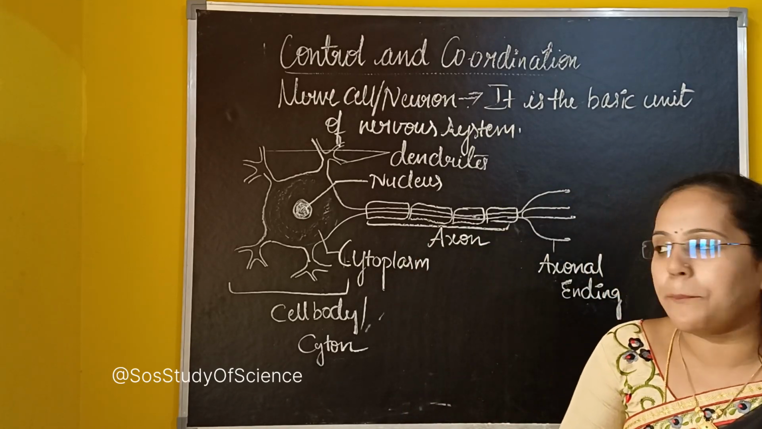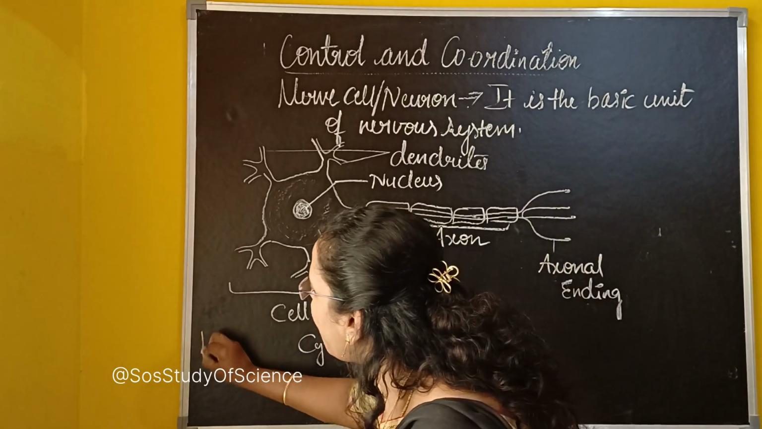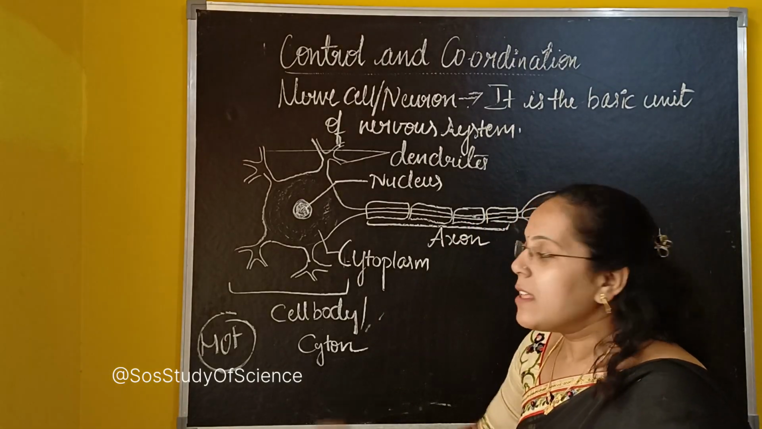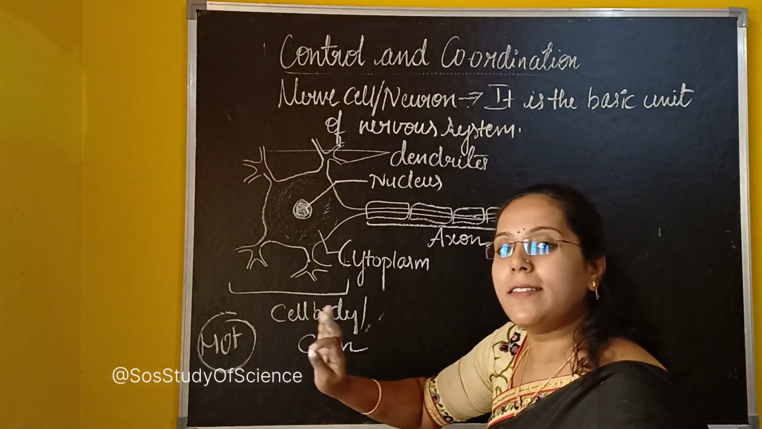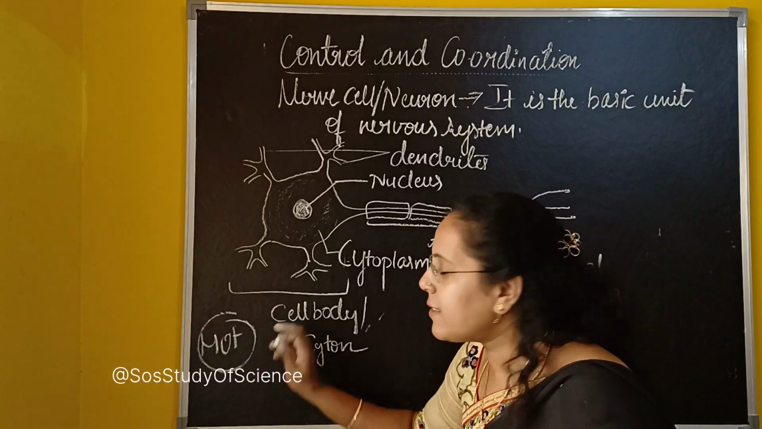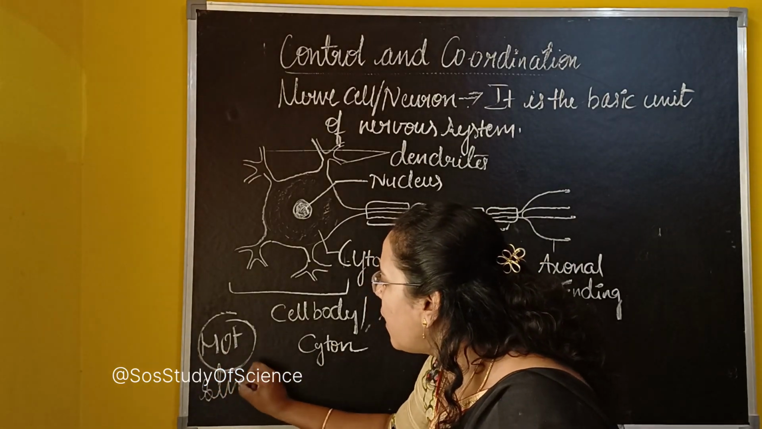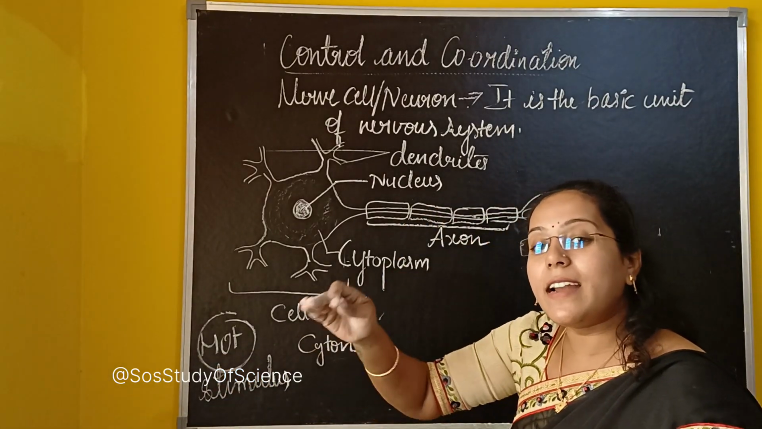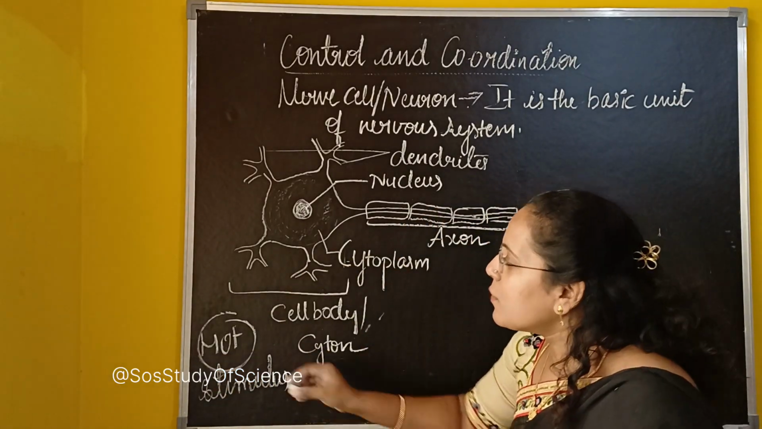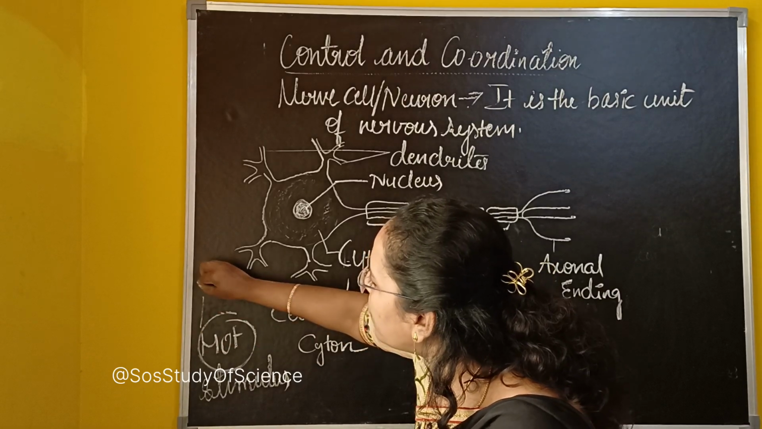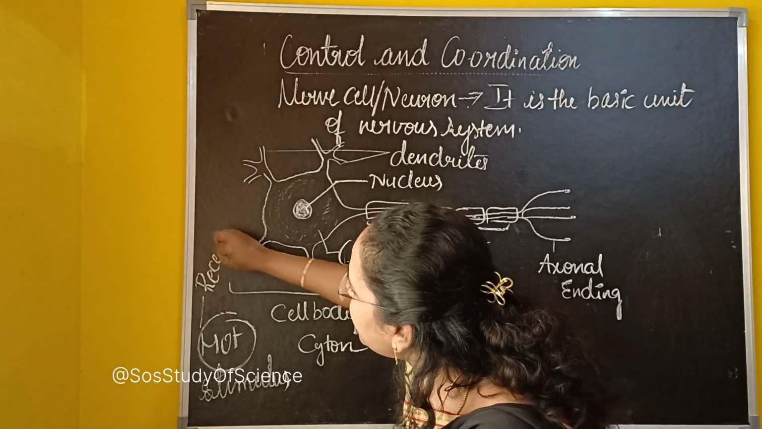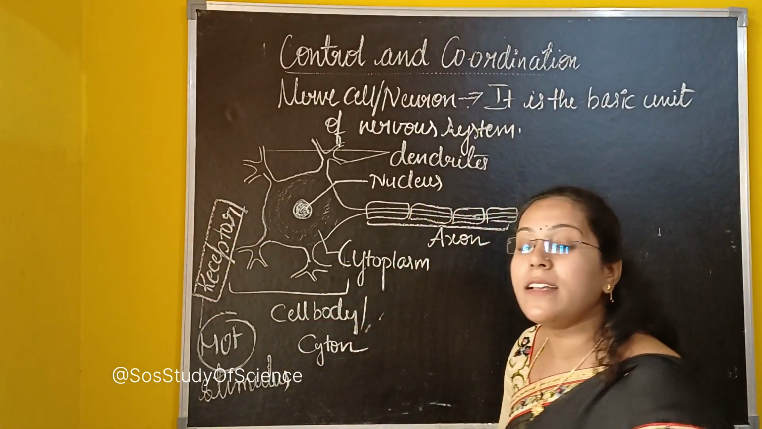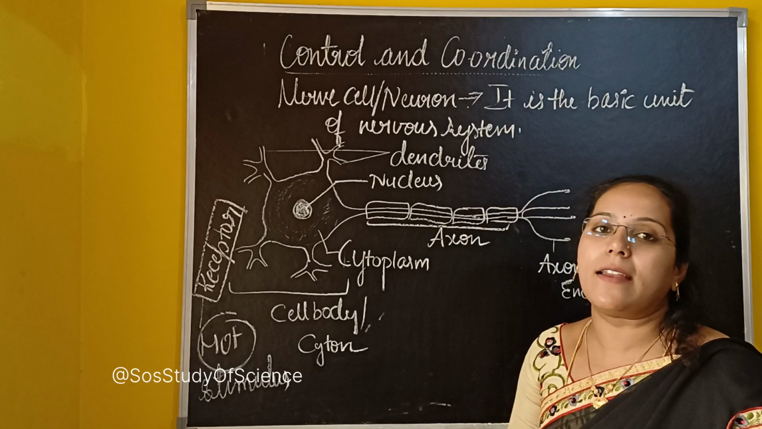Let us take an example. Say for example, here you have a hot object. I hope you all can see this. This hot object is touched by a person. So what is the hotness called? Hotness is the stimulus, correct? When you touch a hot object, that is the stimulus that you are receiving. So who will identify this stimulus? It is identified by the receptors.